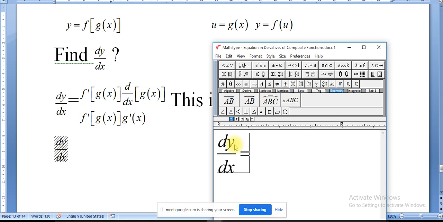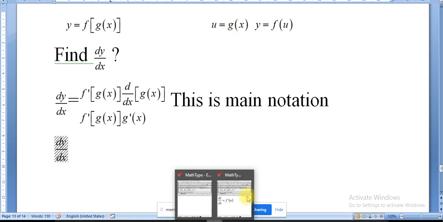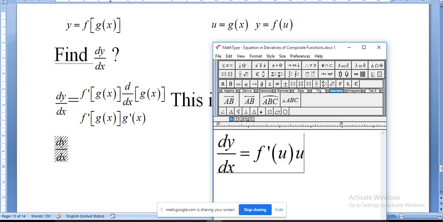So it will become, g of x itself is a u, so it is f dash of u into g dash of x. As they said, it is g dash of x. G dash of x could be written as u dash, simply u dash.